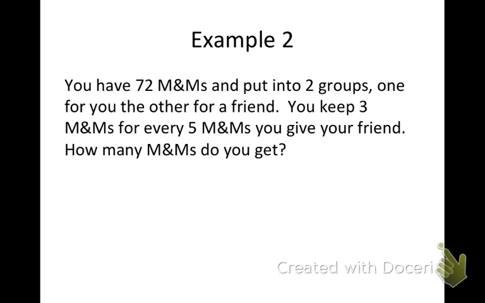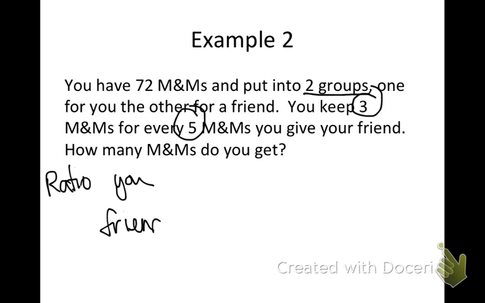Okay, so we have another way to look at ratios. So here's an example. You have 72 total M&Ms, and you're going to put those into 2 groups. One for you and the other for a friend. So you keep 3 M&Ms for every 5 M&Ms you give your friend. So how many M&Ms do you get out of the total? So that's kind of your ratio, your 3 to 5. So I'm going to draw some bars. So here you have you, and here you have your friend.